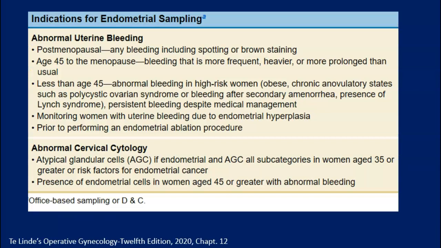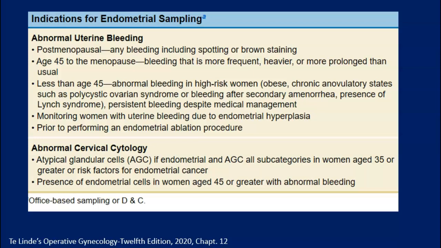The first part will deal with endometrial sampling, and there are a wide variety of indications for endometrial sampling, better known as endometrial biopsy. Obviously, the most important indication is abnormal uterine bleeding. Certainly, all of us understand that postmenopausal bleeding, which would include spotting or even brown staining, is an indication potentially for endometrial sampling. In women who are age 45 to the menopause, bleeding that is more frequent, heavier, more prolonged than usual also may be an indication.